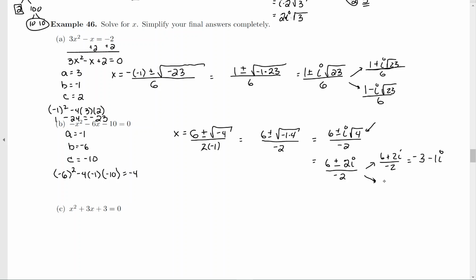All right, let's break up the other one here. 6 minus 2i divided by negative 2. So 6 divided by negative 2 is negative 3. Negative 2i divided by negative 2 is positive 1i. When you split this up, you're splitting the fraction up like this: 6 divided by negative 2 minus 2i divided by negative 2, and then reducing each fraction down individually. Okay.